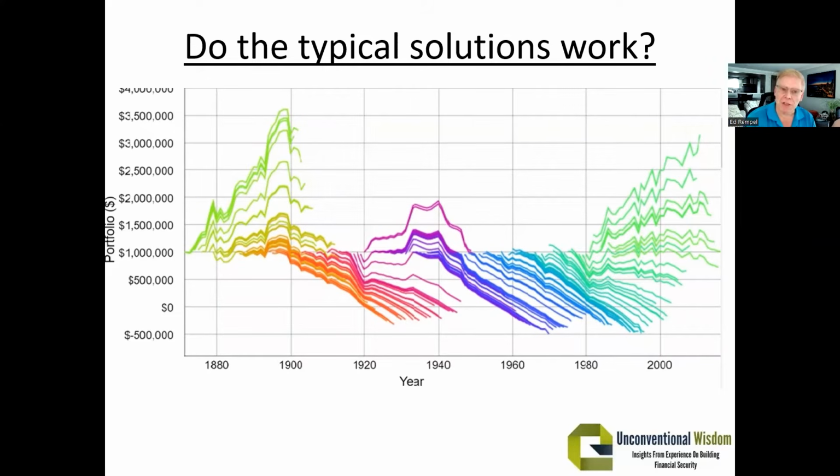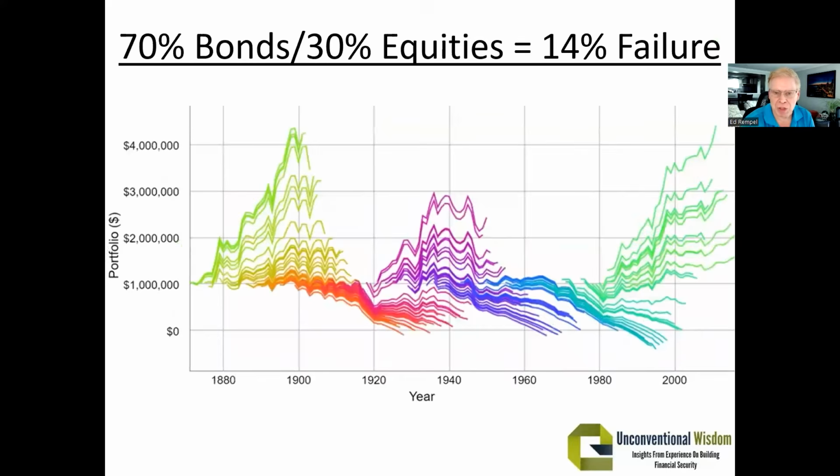And so when you have stocks that succeed and bonds that fail, make sure you get somewhere in between. So this is 70% bonds, 30% equities. You add it, it's a 14% failure rate. You see, a fair number of times you get down to zero here.